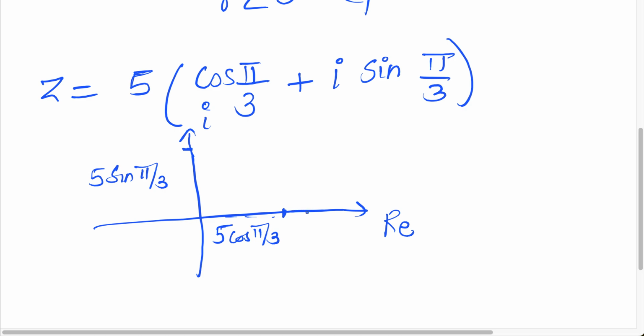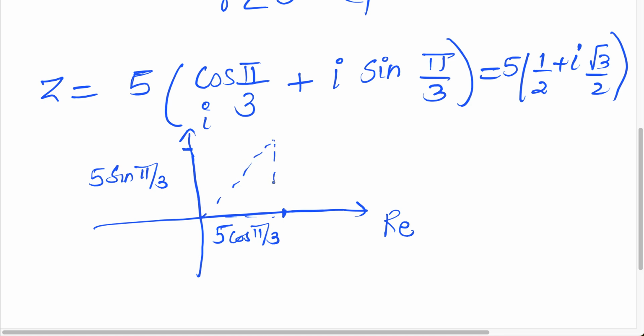Again, knowledge of trigonometry will be essential because you should be knowing the values of cos pi by 3. Pi by 3 is an angle expressed in the radian format, and pi by 3 in degrees would be 60 degrees. Cos 60 is half and sin 60 is root 3 by 2. So in the Cartesian format, this would have looked like this if I had written it in terms of numbers and not angles.